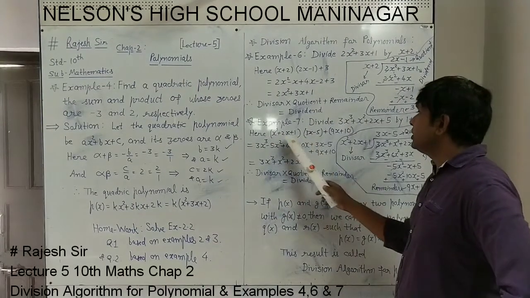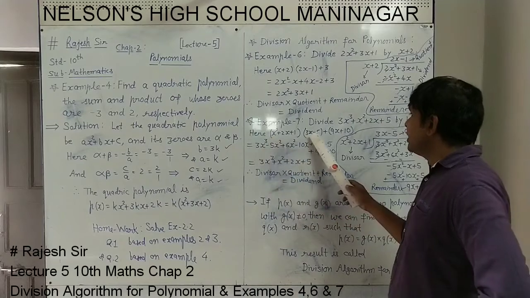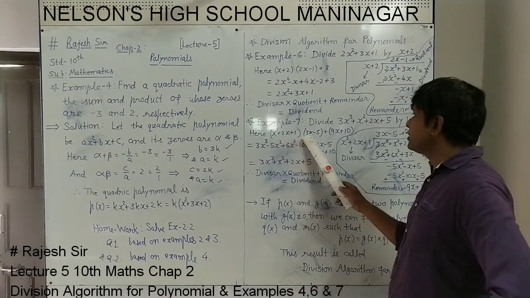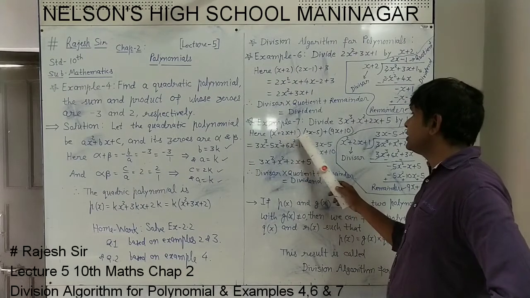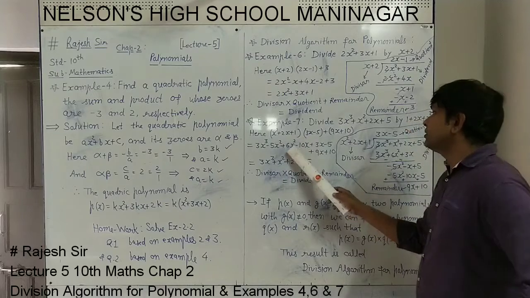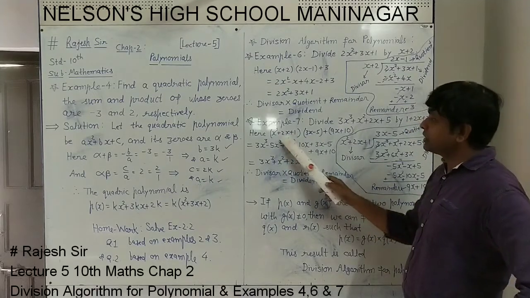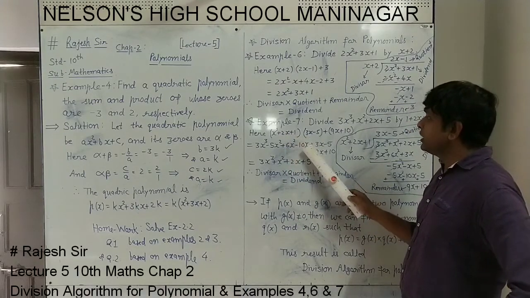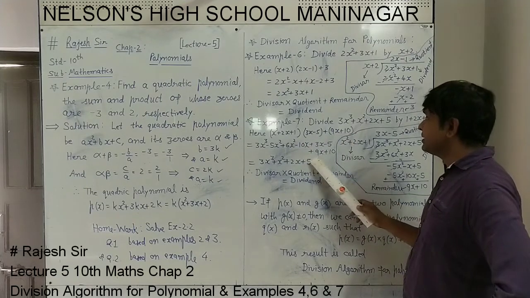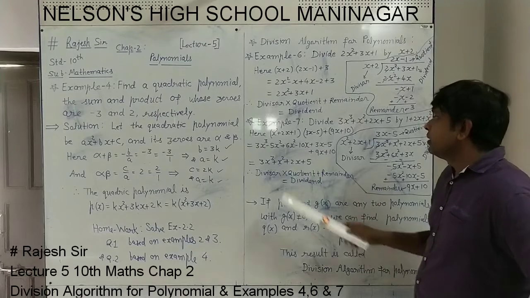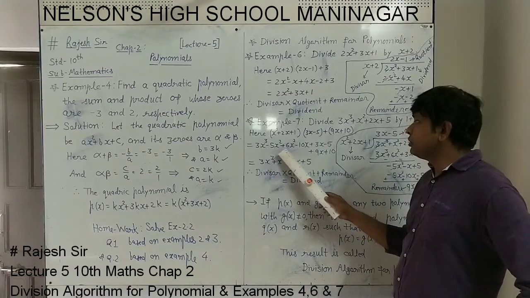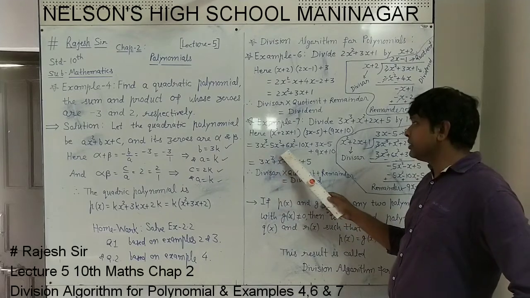x square into 3x will be 3x cube. x square into minus 5 will be minus 5x square. Now by 2x you multiply: 2x into 3x is 6x square, 2x into minus 5 is minus 10x. Now by 1: 1 into 3x is 3x, 1 into minus 5 is minus 5. And plus 9x and plus 10 as it is. Now 3x cube as it is, x square terms are minus 5x square and plus 6x square.